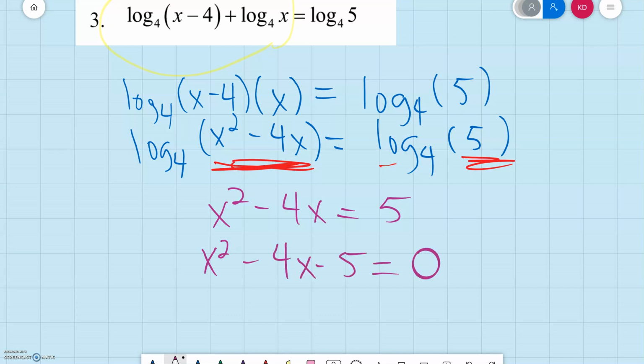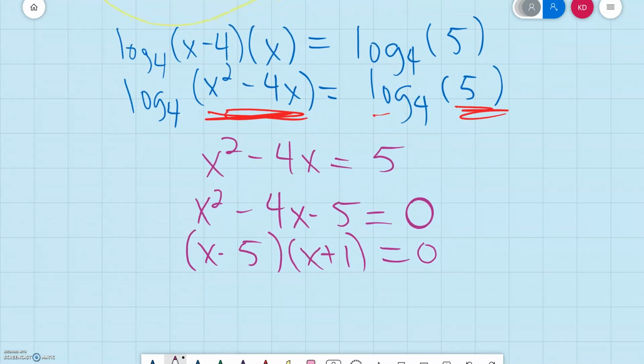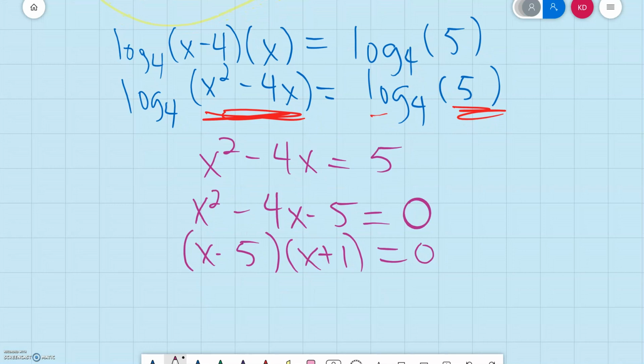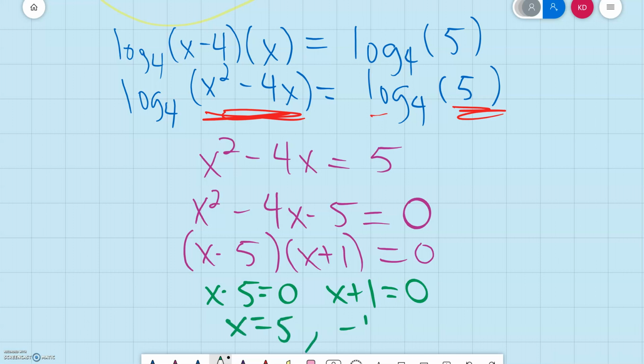Look for two factors that will multiply to equal that quadratic, and the factors are x minus 5 times x plus 1. And then we set each of those factors equal to 0. So we have x minus 5 is equal to 0 and x plus 1 is equal to 0, which means that x equals 5 and negative 1.